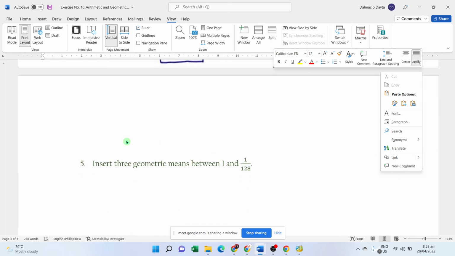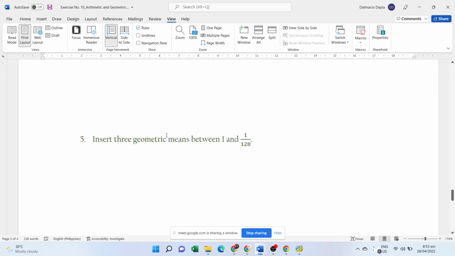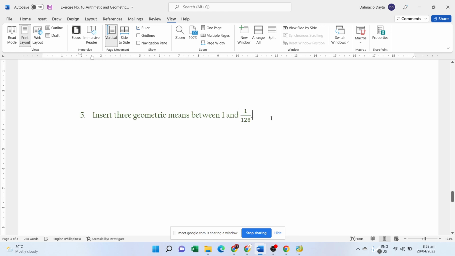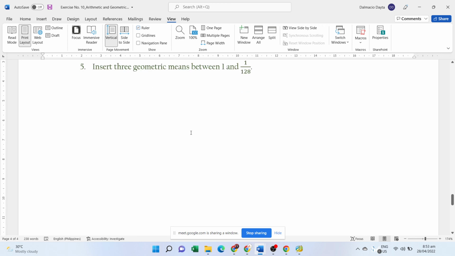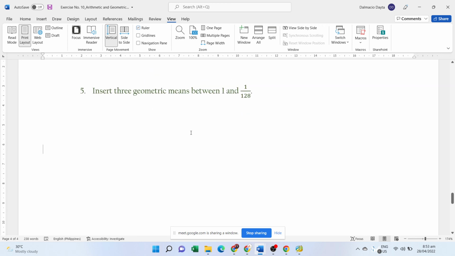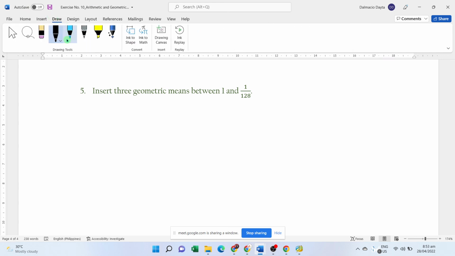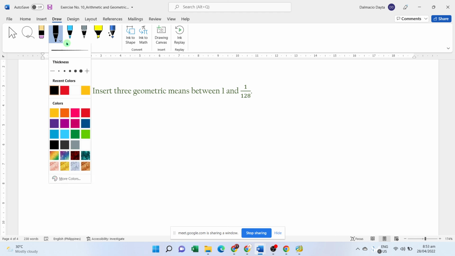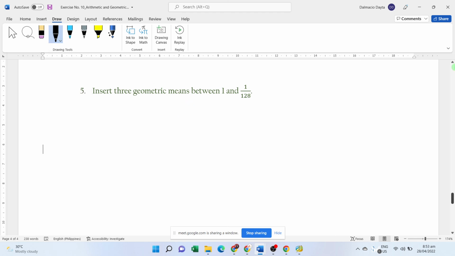Okay, number 5, let us answer. Insert 3 geometric means between 1 and 1 over 128. We're going to follow Anjanet's solution in number 5 of part 1. Okay? Let's see.